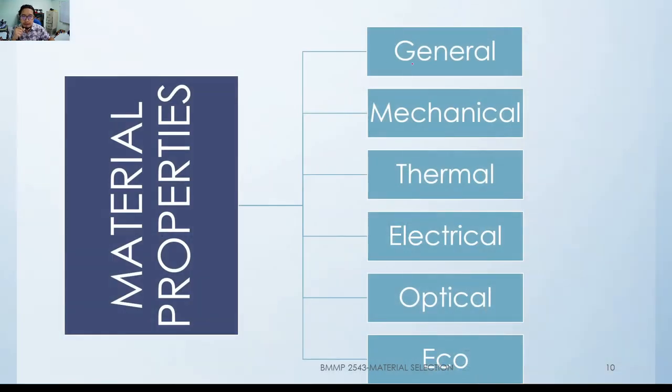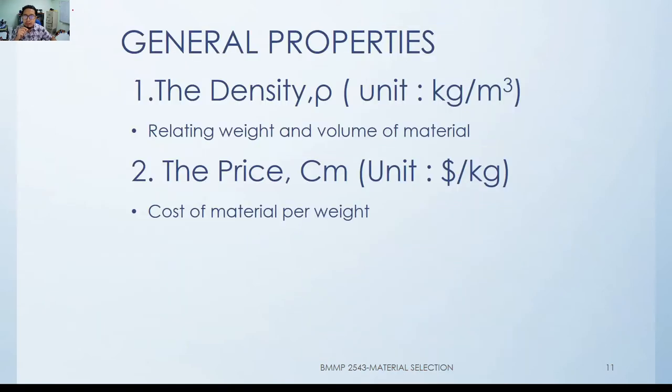We have about six properties that we generally refer to when we want to do product design or material design. First are the general properties, mechanical properties, thermal properties, electrical, optical, and eco properties. So what are these six properties and what are the units that we have to deal with? For general properties, we have two important properties.